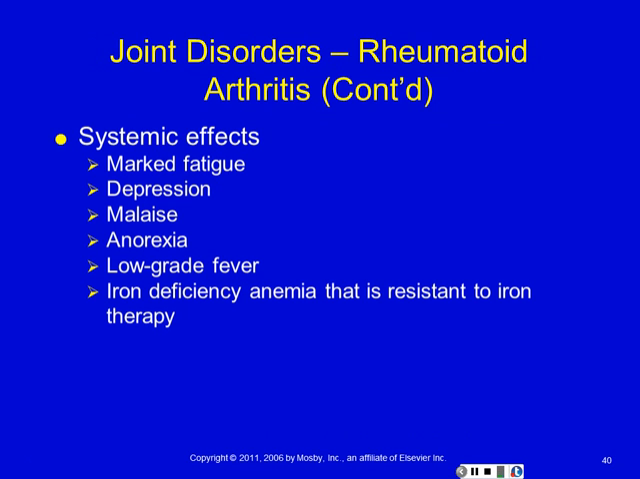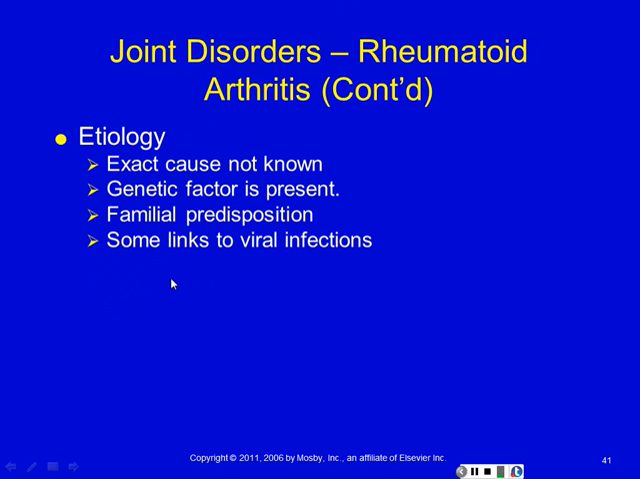Osteoarthritis only affects the joint. It's not a systemic disorder. It's a wear and tear effect at a particular joint or joints. Rheumatoid arthritis is a systemic disorder because it's an autoimmune disorder. So you don't just get joint effects, you get other effects too. Classic inflammation, autoimmune stuff. So marked fatigue, depression, malaise, anorexia, low-grade fever, iron deficiency anemia, resistant to iron therapy. These are all things you see in a person with an autoimmune disease in general. And because rheumatoid arthritis is an autoimmune disease, you see all of these things in RA too.